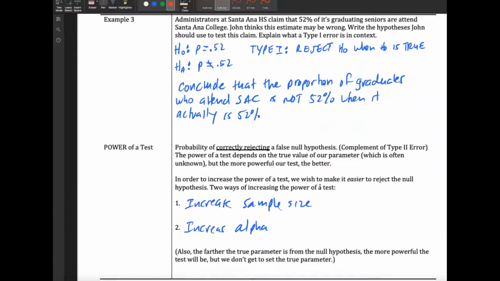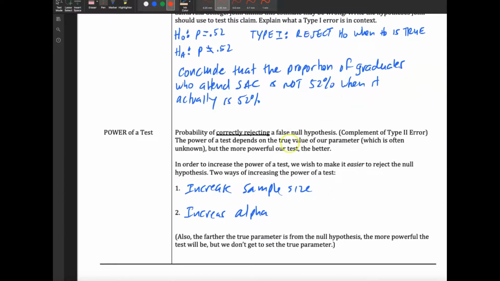And then lastly is the power of a test. You can read what the power is: the probability of correctly rejecting a false null hypothesis, the complement of a type 2 error. This is what we call the power of a test. It depends on the true value of our parameter, which is often unknown. But the more powerful our test, the better, okay?